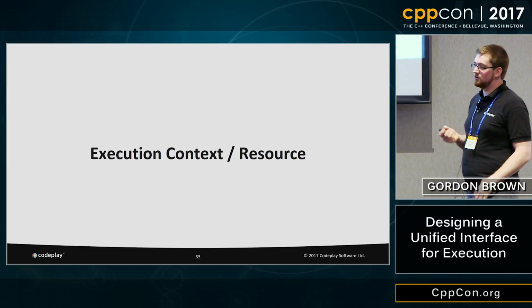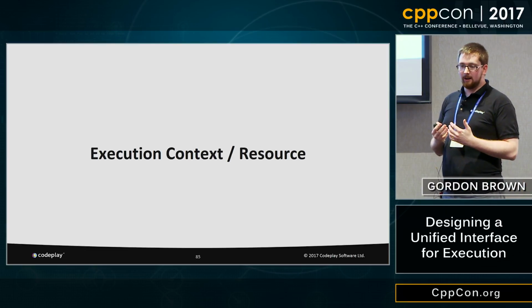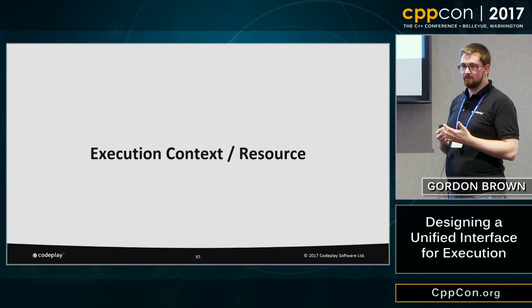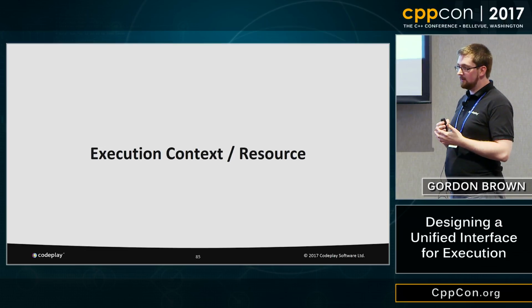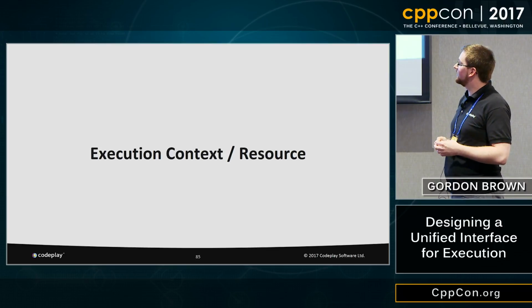The first one is the execution context and resource. As I mentioned, in the current proposal this isn't defined in a great deal of detail, because there's a lot of different kinds of execution context and resources, and it's very difficult to define the lower bound guarantees of everything that they have to provide.